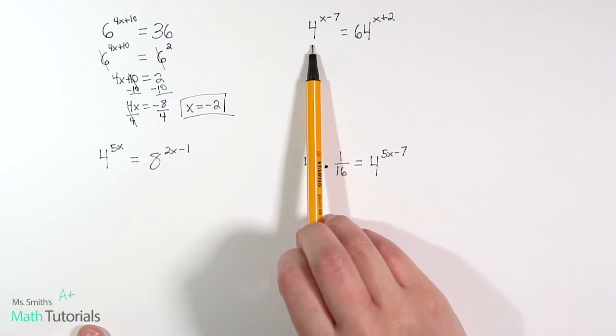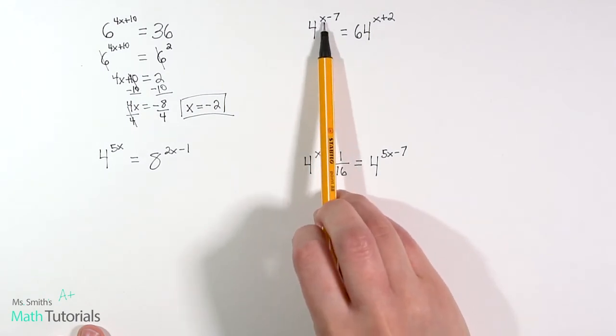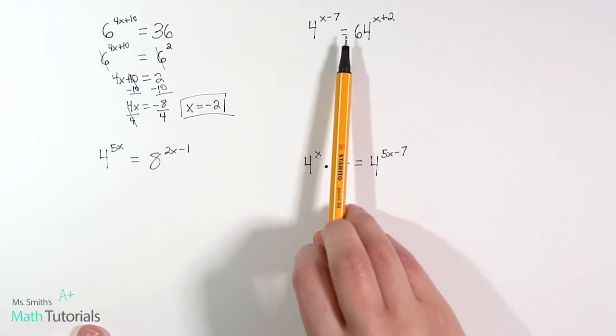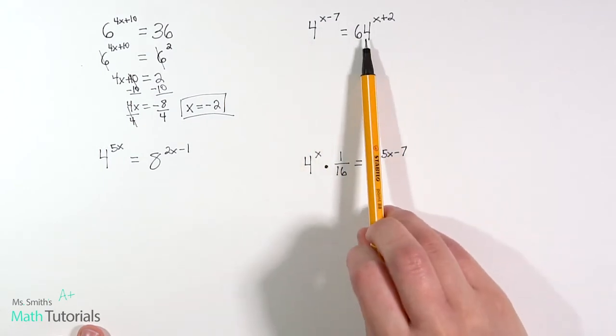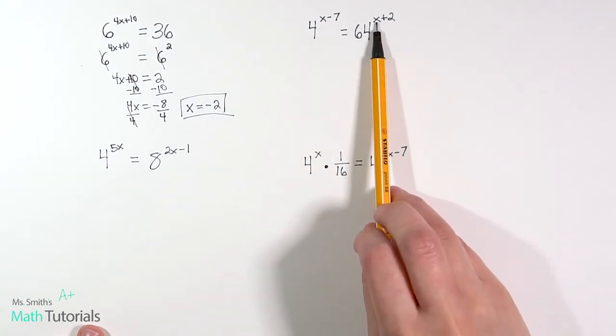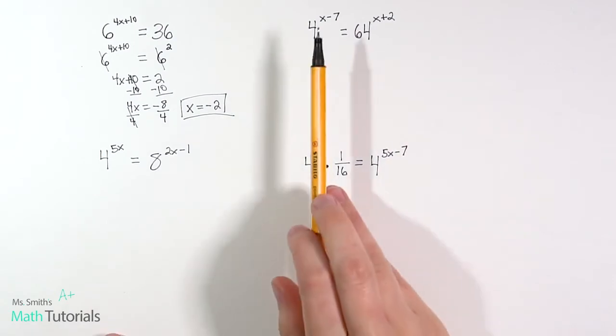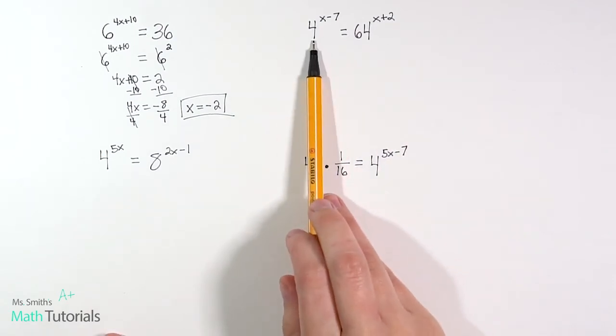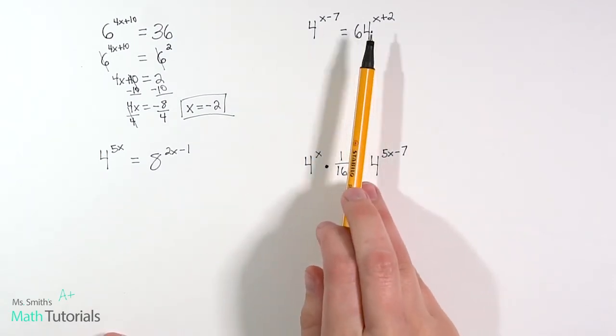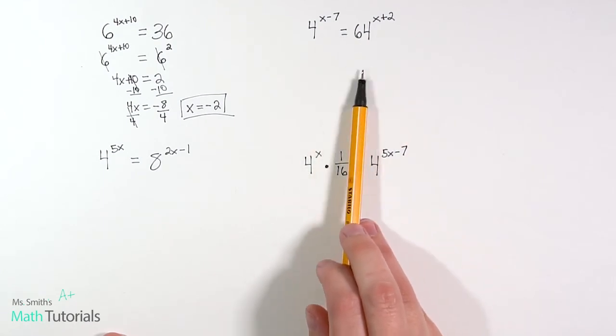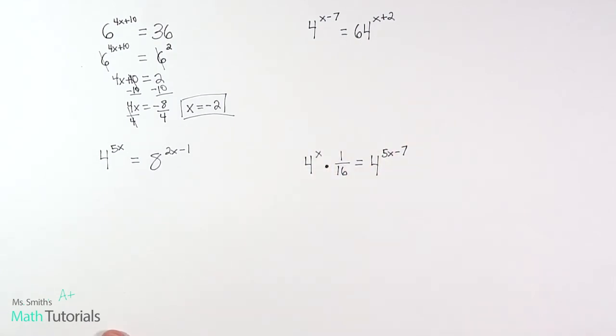In this one, I've got a base of 4 with an exponent of x minus 7, and that's set equal to a base of 64 with an x plus 2 exponent. So in this case, remember our strategy is going to be very similar to the last one. So start with the lower base. That's a good starting place because I already have one base of 4. So let me see, is there any way I can get 64 to have a base of 4? And remember our steps for doing that.